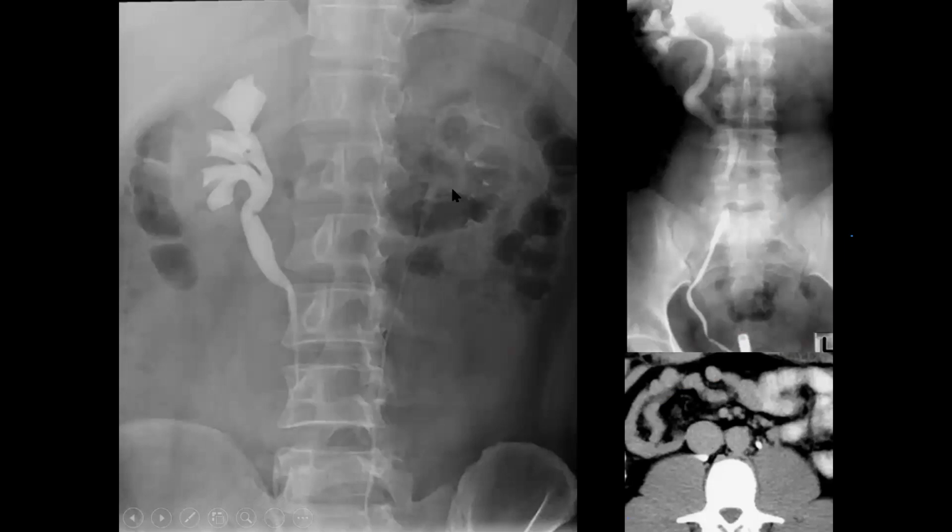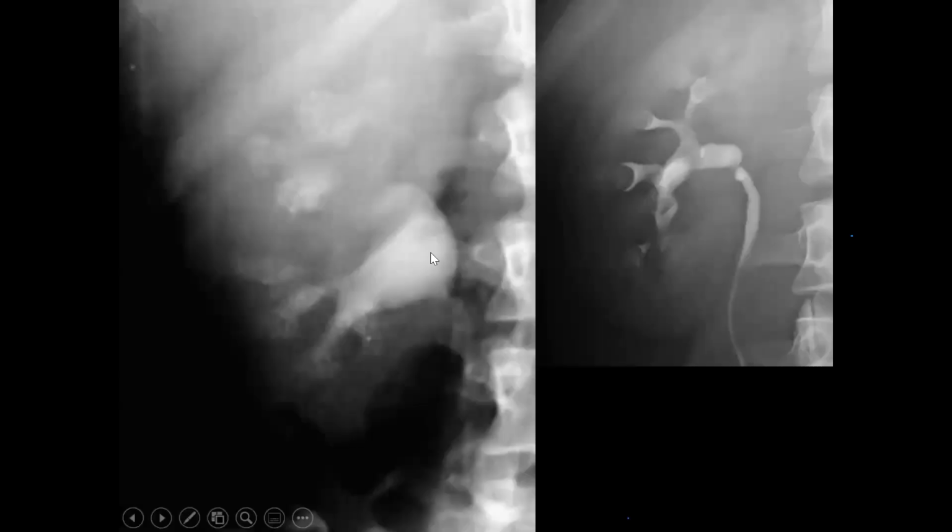This is what I was telling. Only the left side is normal. Only medial deviation is seen on the right side, which is also dilated. So here you can see this is the aorta, this is the IVC, and the ureter should not be posterior to the IVC. Here it is posterior, so this is a retrocaval ureter.